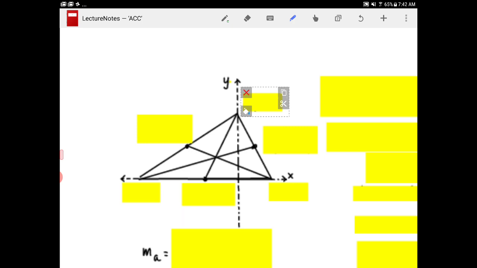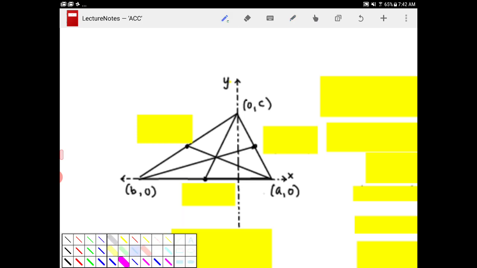we can then see that some of the x and y coordinates can be eliminated, right? So this was done on purpose. I labeled this coordinate on the right, a comma 0. I labeled this coordinate over here, b comma 0, and this coordinate up here, 0 comma c.